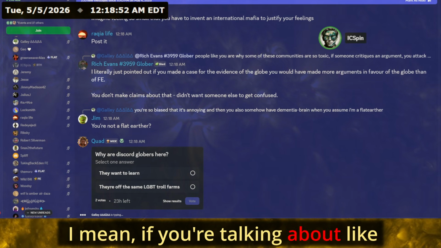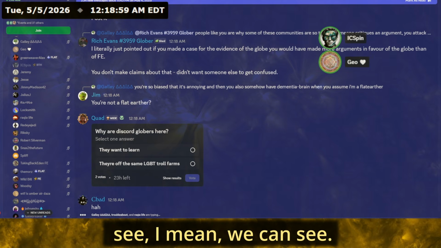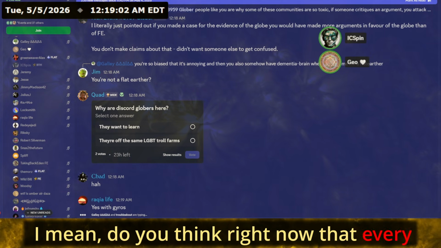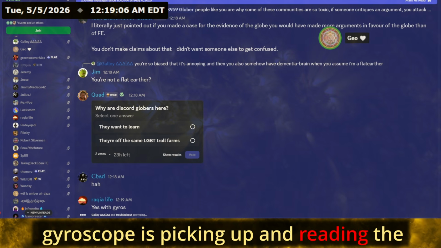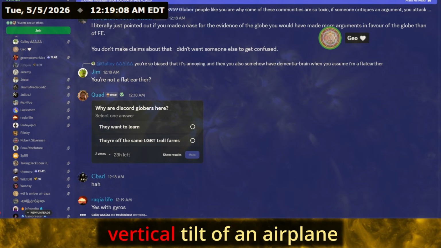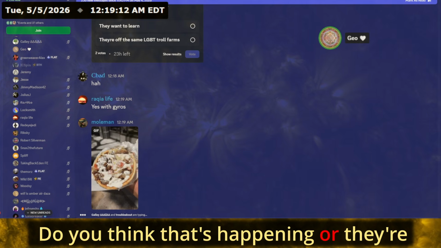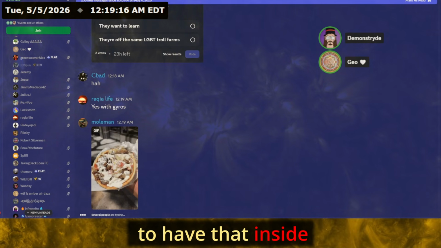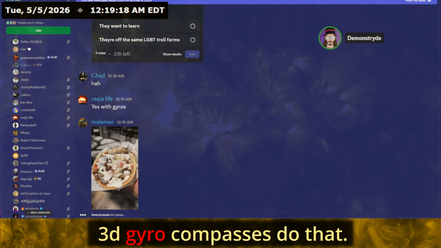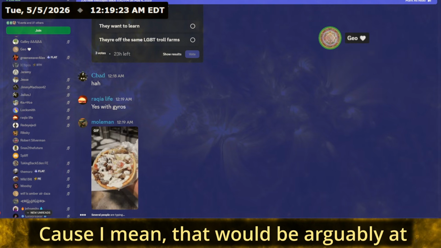I mean, think about the equipment we have. Do you think right now every gyroscope is picking up and reading the 1 degree per 69-mile vertical tilt of an airplane as it flies all around the Earth? Do you think that's happening, or they're recording all that and actually calculating? Yes, because they have to have that. Inside the airplane, yeah, the 3D gyro compasses do that. Yes, absolutely, 100%. That would be arguably at least a strong argument.